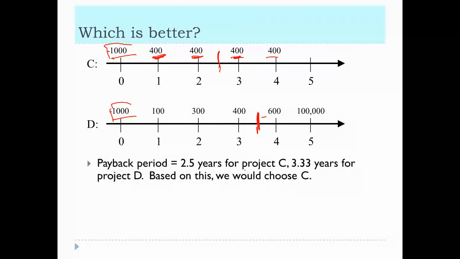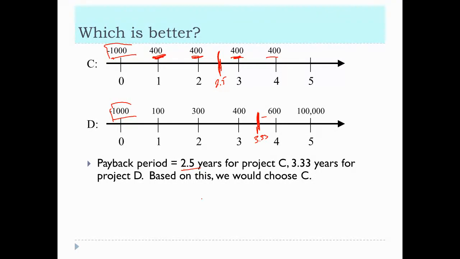You can calculate those, and I've got them calculated here. And you can go through the cumulative cash flow process to duplicate that for yourself if you like. But the paybacks are 2.5 years for Project C and 3.33 years for Project D. We like projects with shorter paybacks, so we choose C.